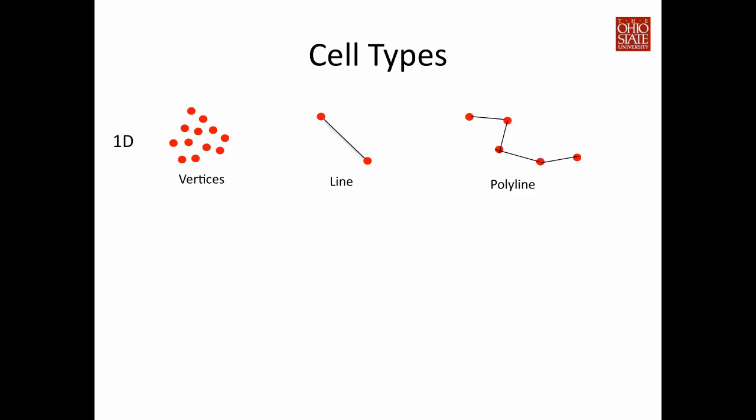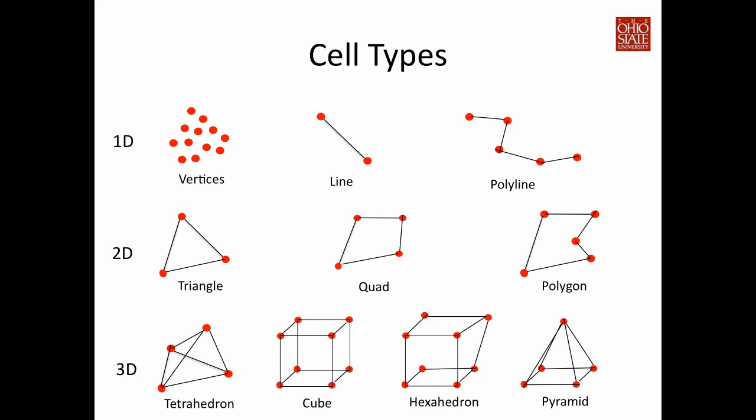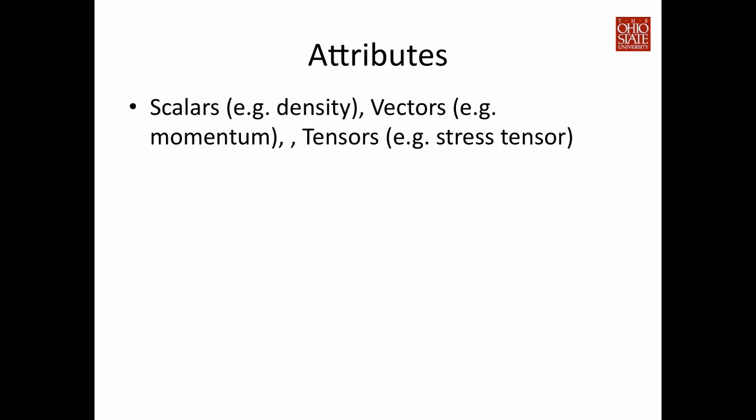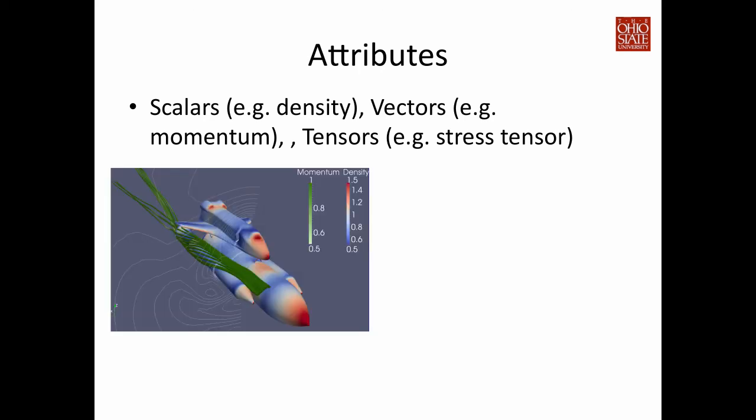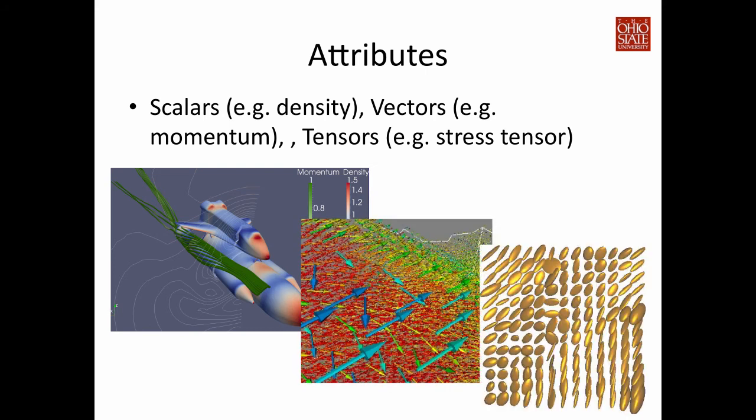This slide shows some examples of 1D, 2D, and 3D cells. Here, we see some examples of attributes computed from the domain at those cells. Knowing the structure of the domain, through some type of interpolation, we can visualize the data in a continuous way.